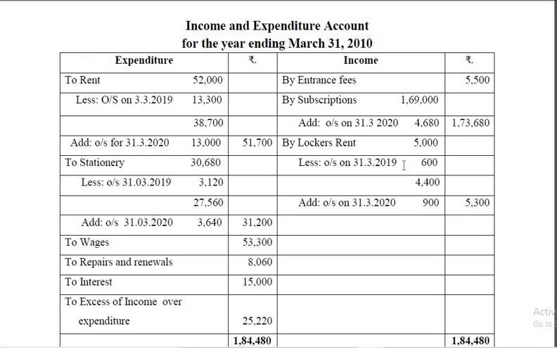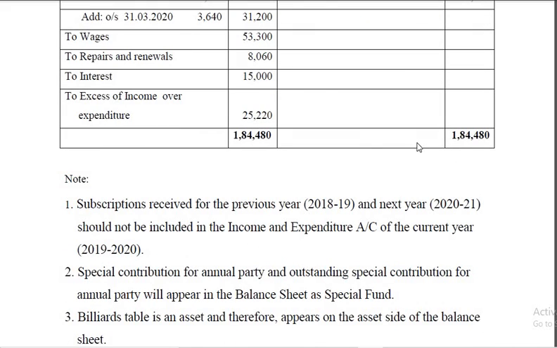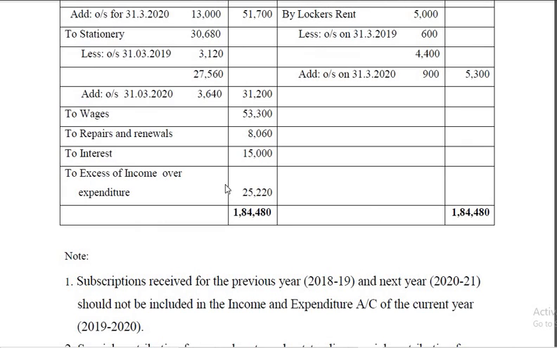Locus rent 5,000. Of that 600 is relating to last year, deduct. And 900 still receivable. Therefore add that. So 5,300. So if you compare the two sides, income is more than expense. So excess of income over expenditure is also called surplus.